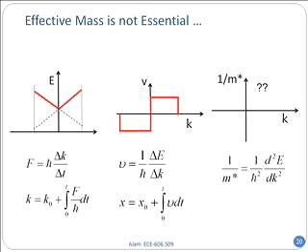Now, what are you going to do when you want to take the effective mass? If you try to take a derivative of this, what will be the derivative? It will be 0. What will be the effective mass? Infinity, right? 1 over effective mass is the second derivative. Second derivative 0, effective mass infinity.